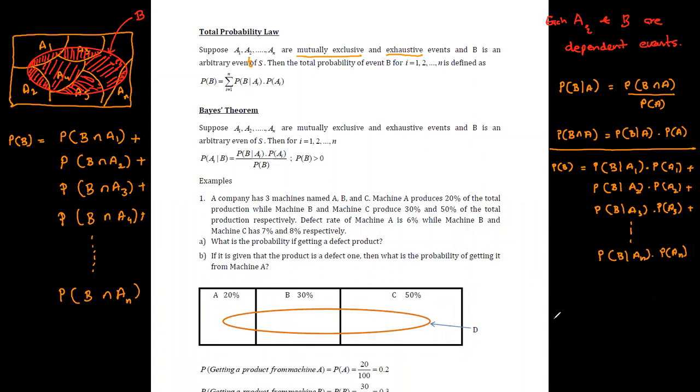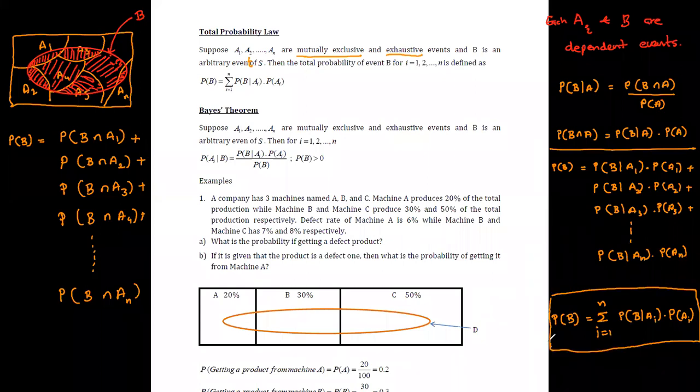Therefore, what we can do here is write this as probability of B is equal to a summation. Instead of these addition marks, we can write this as a summation, because we can convert this into a common form: probability of B given Ai times probability of Ai. Here we take the summation as i goes from 1 to n. Then this can be considered as the total probability law.